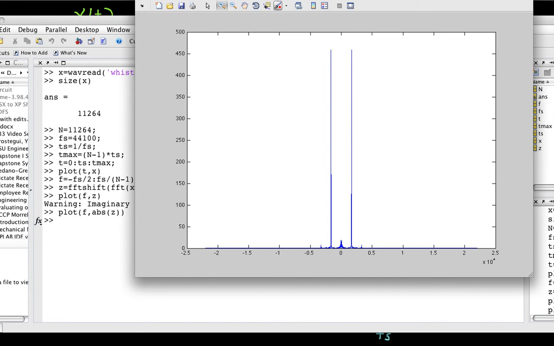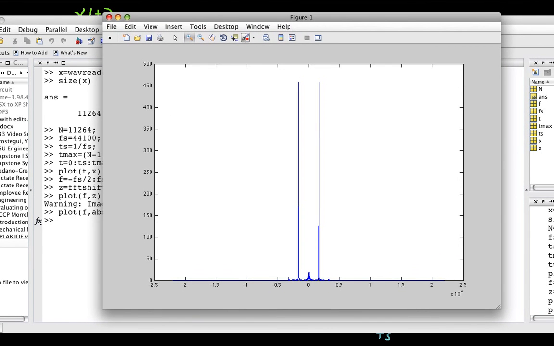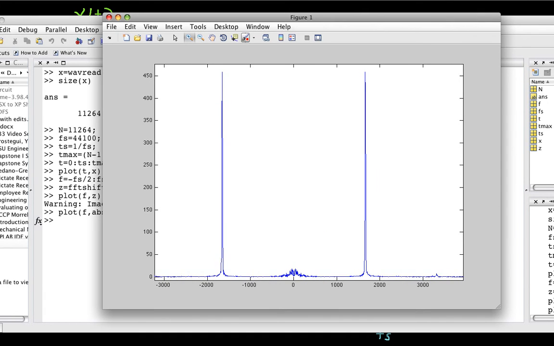And so when I do that, I get something that looks like this, which is about what I was expecting to see. If we zoom way in on this, you can see that we have a peak in the frequency at about 1600 hertz, which is the frequency at which I whistled. And then we have a bunch of little stuff around 0. This represents the fact that the amplitude of the whistle was changing very slowly.